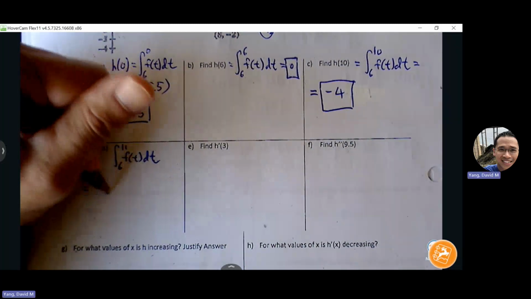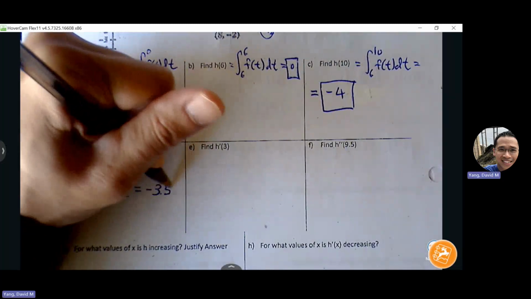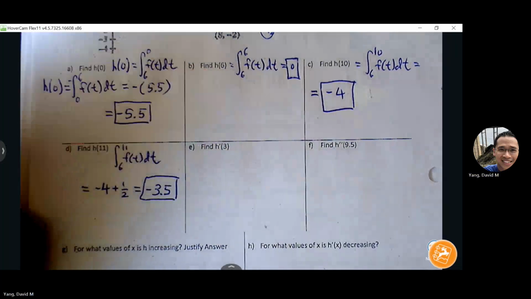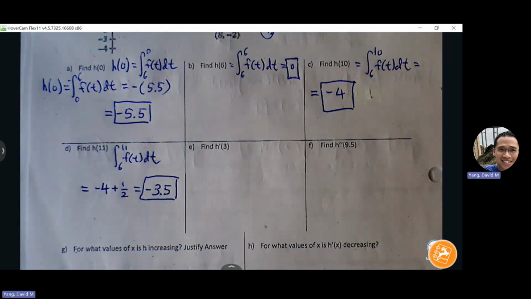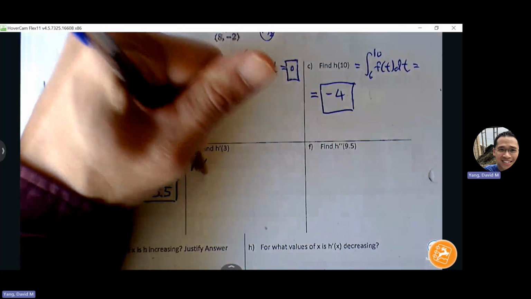So, 6. 5.5. That's nice. Okay, A through D just involves the region between the graph and the x-axis. I only had to flip the bounds for A, the other ones are all in order. Okay, H prime of 3. Just the ordered pair of the F graph.